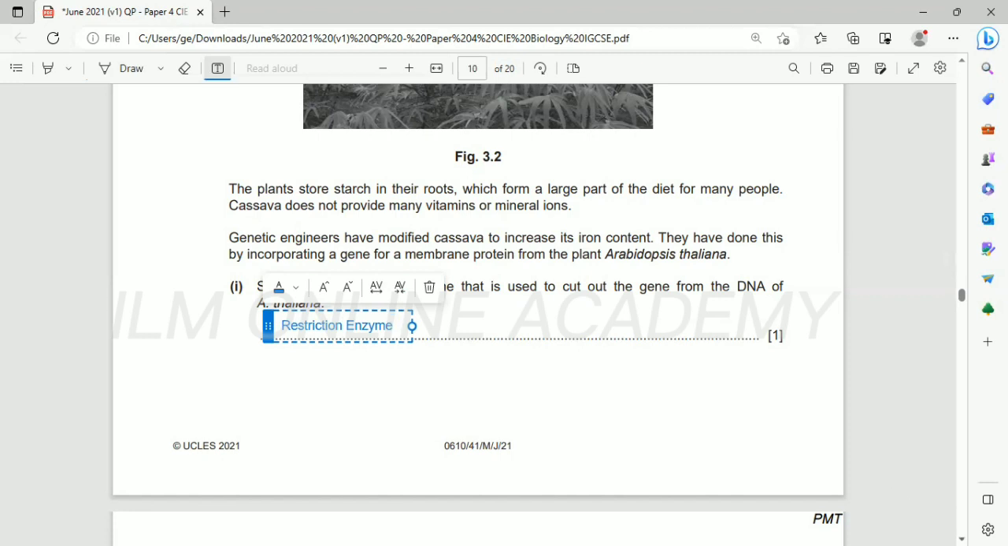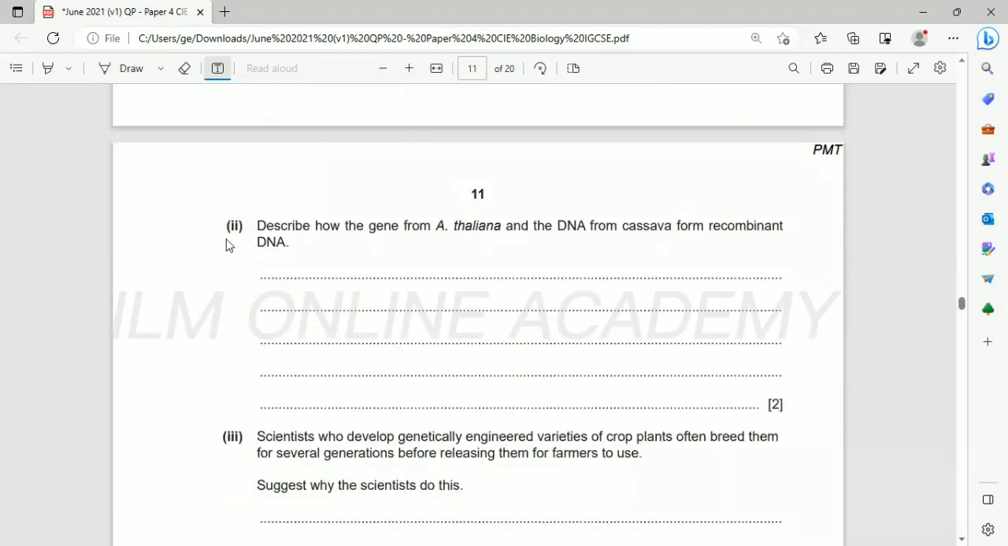Okay. Now describe how the gene from A. thaliana and the DNA from cassava form recombinant DNA. Remember that the gene from A. thaliana has been cut by the restriction enzyme. Consider these the segments of the genes which have been cut from A. thaliana. Now the DNA from cassava would be taken. It is circular DNA. Now what will be done? The same restriction enzyme which was used to cut the A. thaliana gene is going to be used to cut DNA from cassava at specific points, okay?